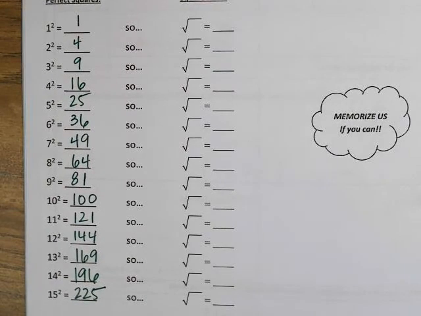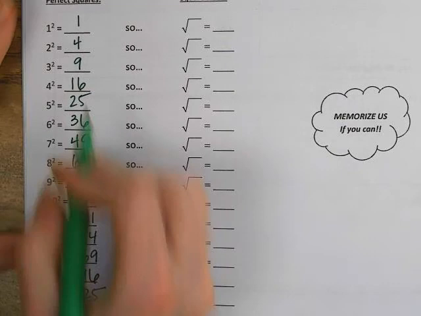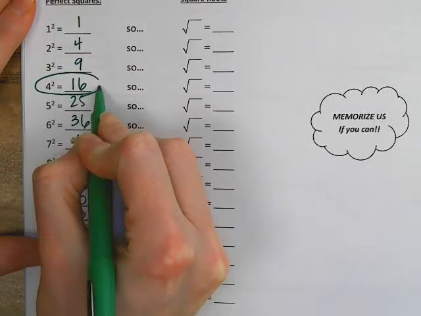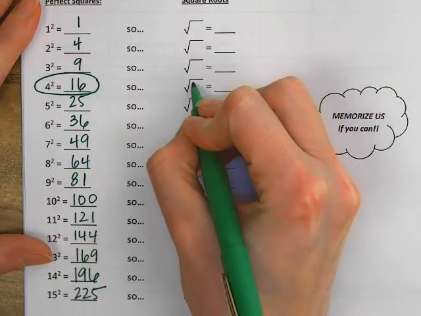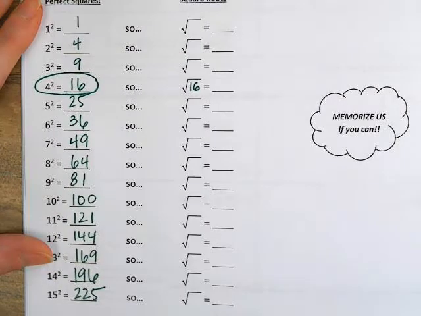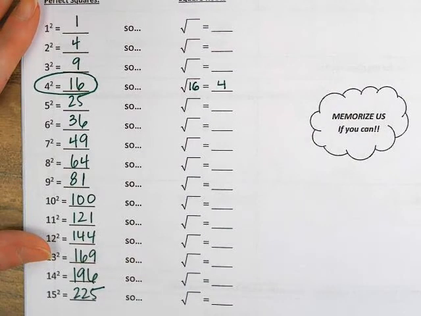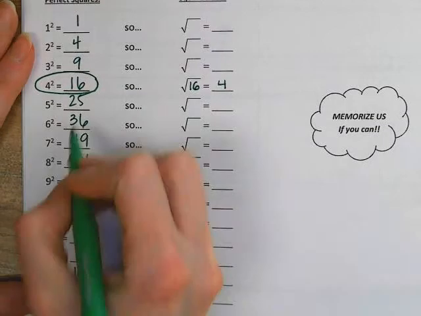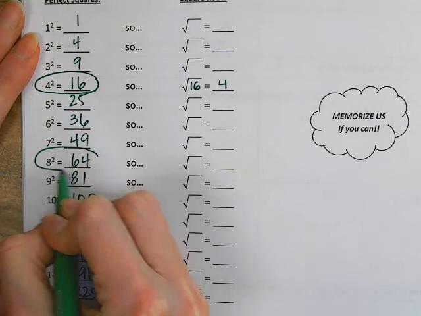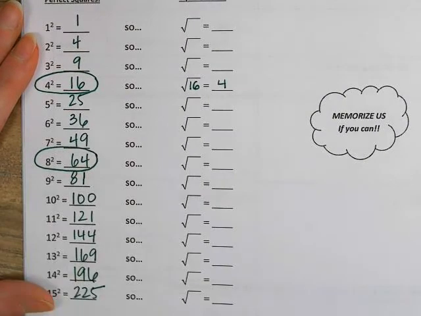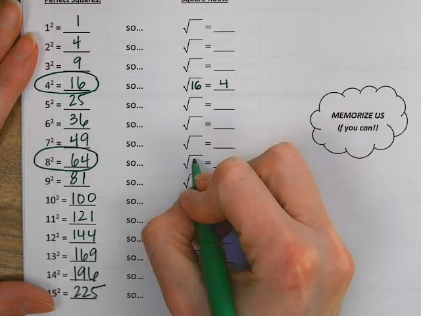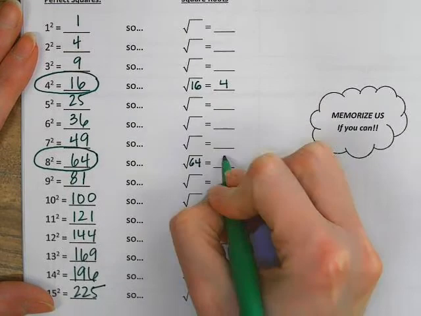And now, since we're in the square root chapter, square roots are just the opposite of that. So for example, let's do a couple of these. If 4 squared is 16, then guess what the square root of 16 is? It just goes backwards, and it's 4. Let's do a couple more. If 8 squared is 64, then if we go backwards, the square root of 64 is 8.